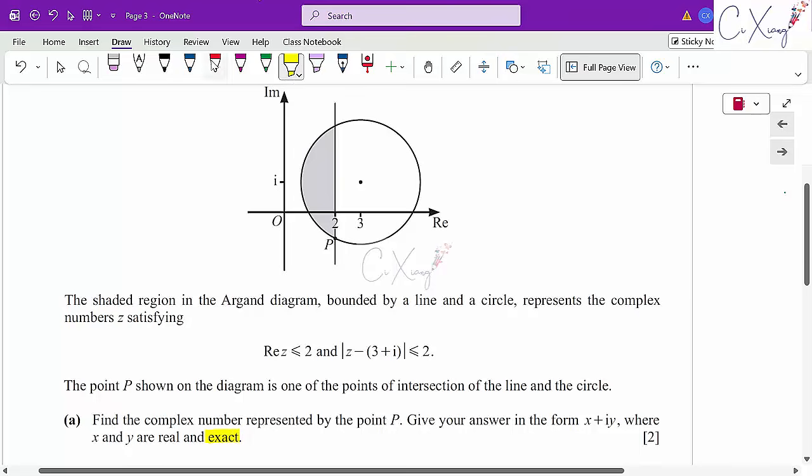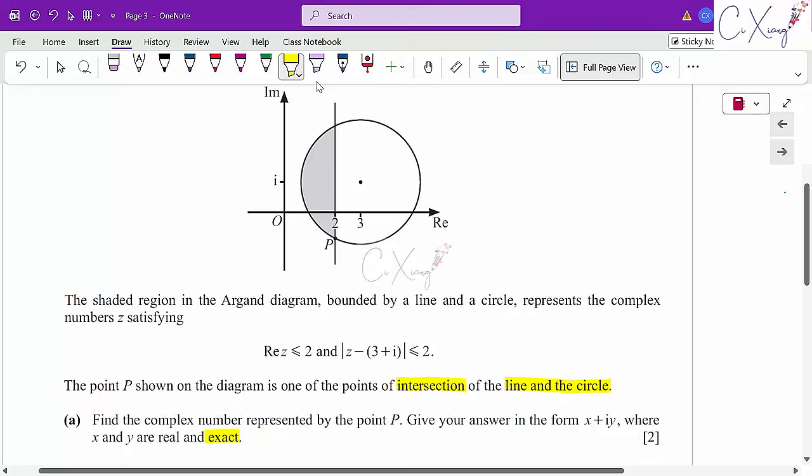Alright, so from the diagram, you can see that P is basically an intersection point. They also tell you clearly here, point of intersection of a line and also the circle. So let's recall back in maybe the AS syllabus, when you want to get any intersection point between two lines, or between one line and one curve, how do you basically get the intersection point? You try to solve the equations simultaneously, right?